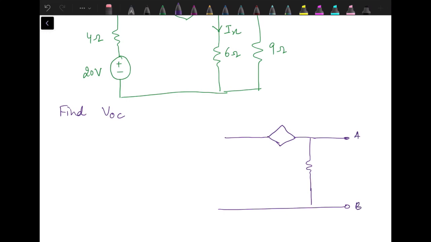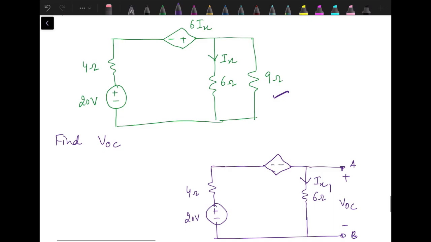Let's say this is terminal A, this is B. It's a 20 volt source, 4 ohm resistance, 6 ohm resistance. The load resistance is now removed from the circuit. Let's mark the polarity of open circuit voltage like this. Current through this resistance was earlier Ix. Since the circuit is different from the previous one, the current is now different from Ix. Let's say it is Ix1, so that Ix1 will be reflected over here as 6 times Ix1.